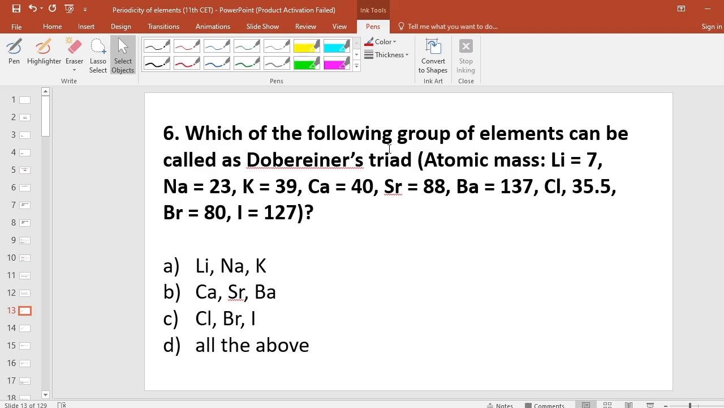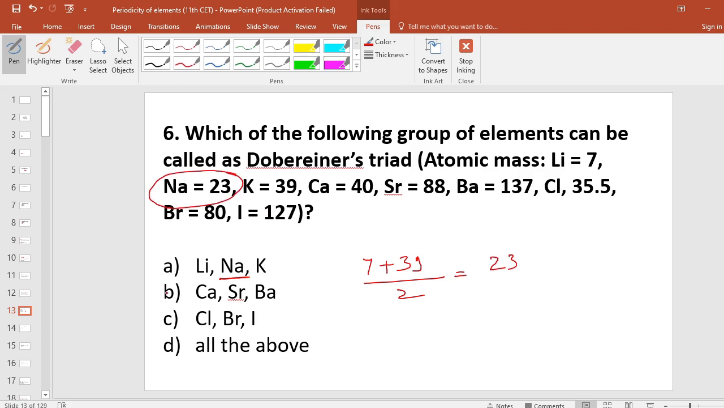Next, which of the following group of elements can be called as Dobereiner triads? Atomic masses are given. Let's try to calculate atomic mass of sodium from atomic masses of lithium and potassium. Atomic mass of lithium is 7 plus that of potassium is 39, divided by 2, will be equal to 46 upon 2, 23, and that is the atomic mass of sodium.